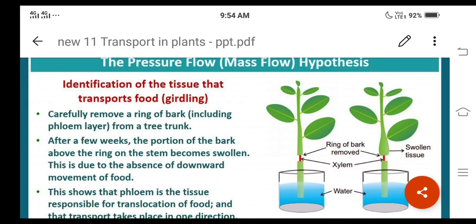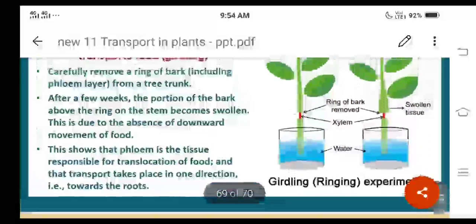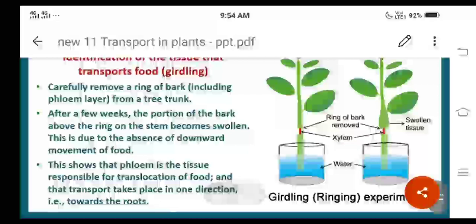And this is the last part, right? With this, the transport in plants chapter is completed, and from the next YouTube class onwards I am going to discuss the multiple choice questions on this chapter.